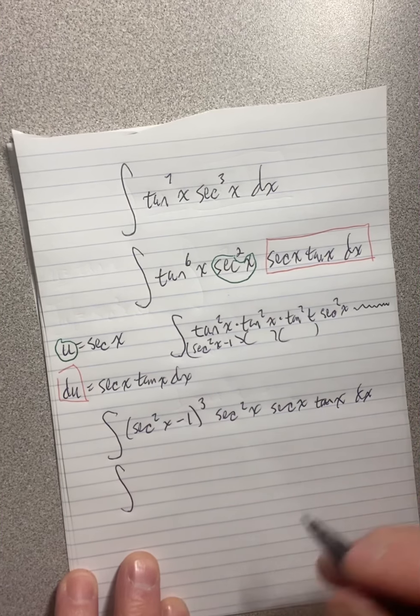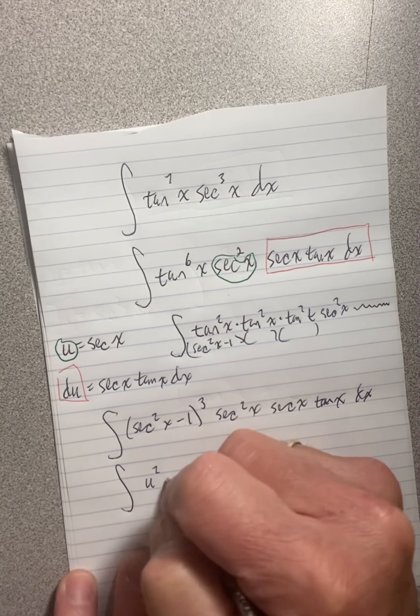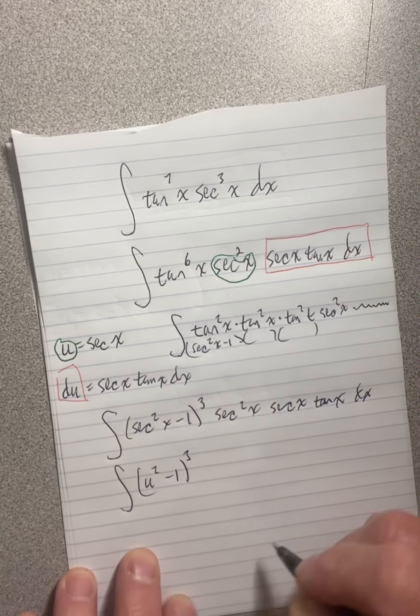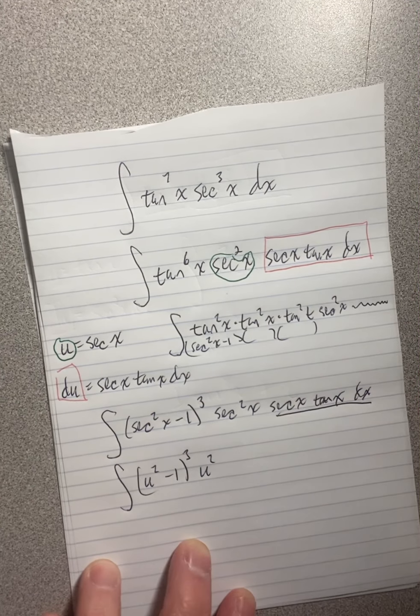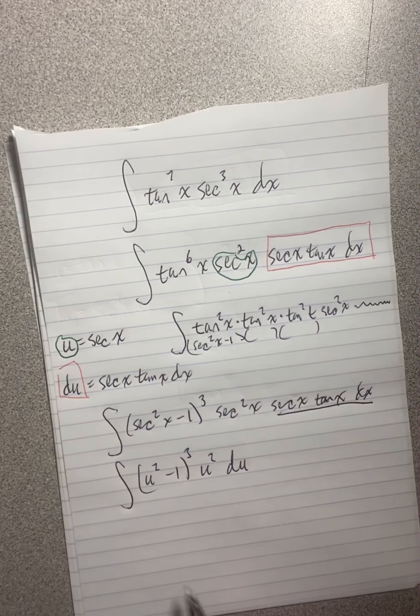So everywhere I have a sec, I put a u. So I have u squared minus 1, and it's being cubed. Then I have a u squared here. And then everywhere I have a sec x tan x dx, I put a du. Oh, so we're just integrating this.